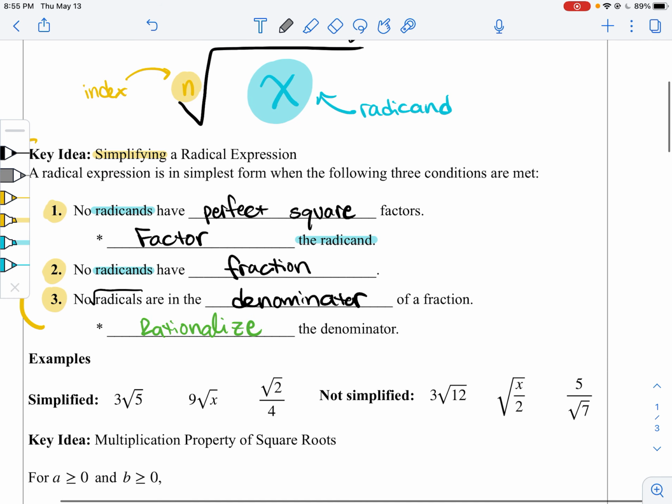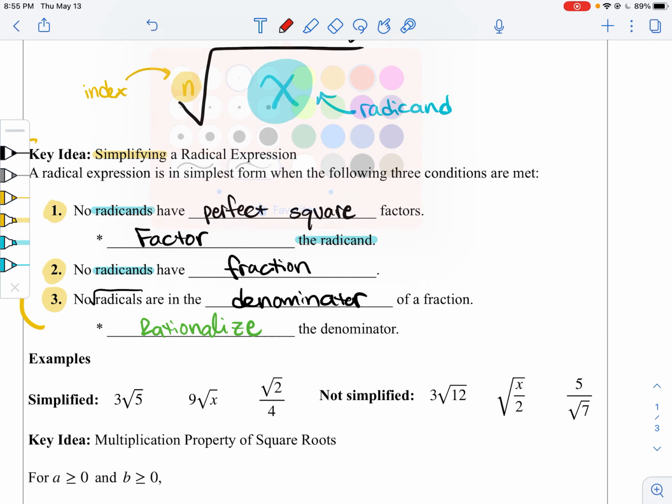I like pictures. Let's draw three ways that this could go bad. If you have a perfect square under the radical, like x squared, then you factor that out, that's just x. If you have a fraction, you can't have a over b. We'll get to how to fix that. You also can't have some number a divided by the square root of b. That's what rationalizing the denominator is all about.